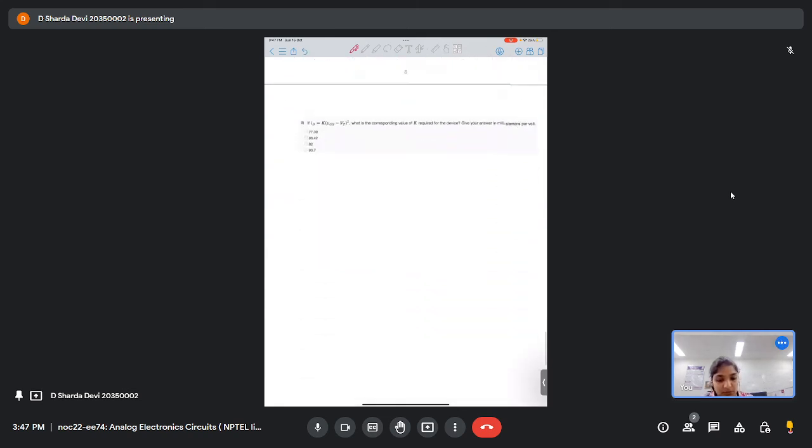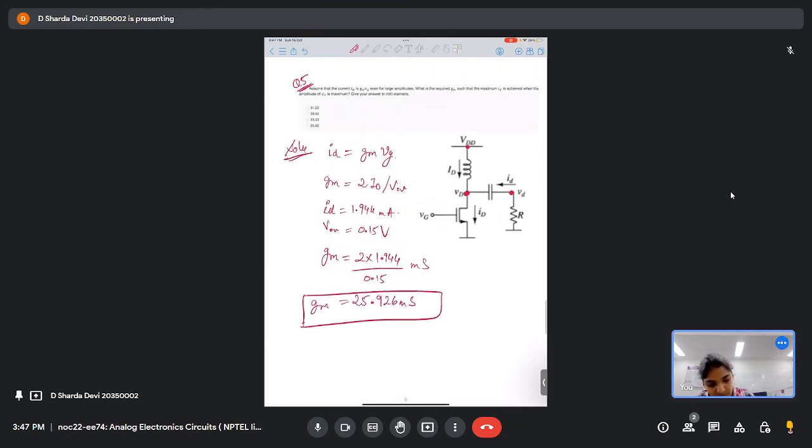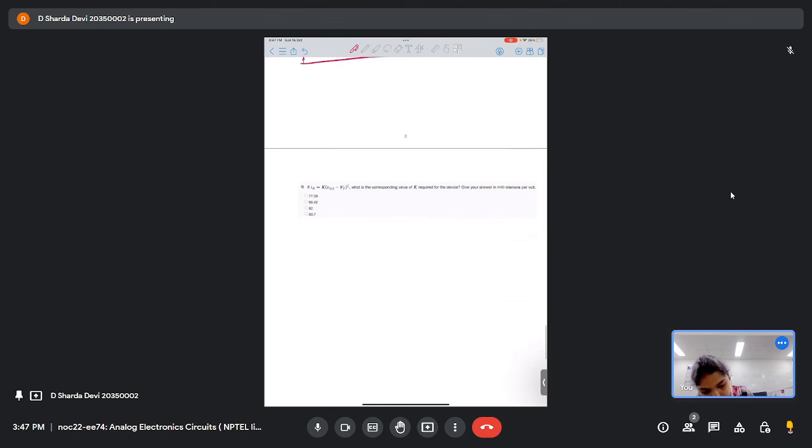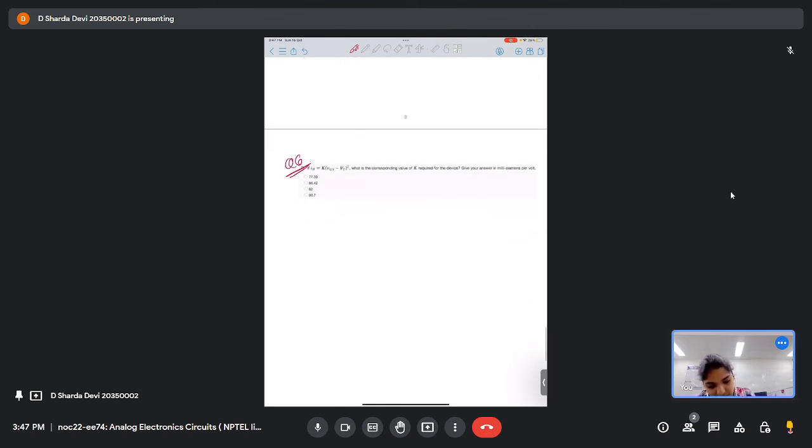Now another question. So this was question 6 for today's session. In this question it is given that ID is K times Vgs minus Vt whole square. What is the corresponding value of K? Give your answer in millisiemens per volt, right?